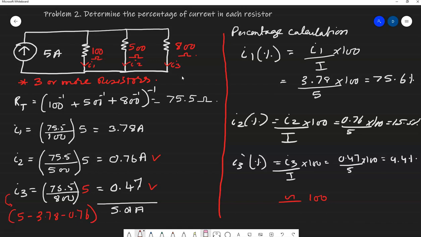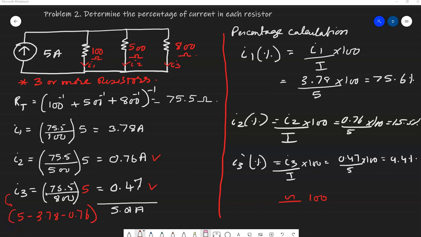So the percentage of the current going through I1 will be the current I1 divided by the total current times 100, so that gives you 75.6%. Similarly, when you apply the same thing, you'll end up getting 15.5 and 9.4, so all should add up to 100%.